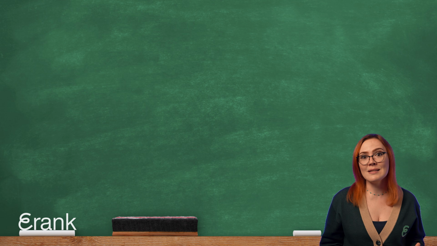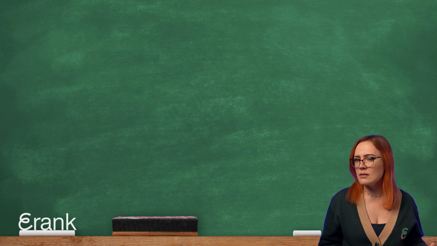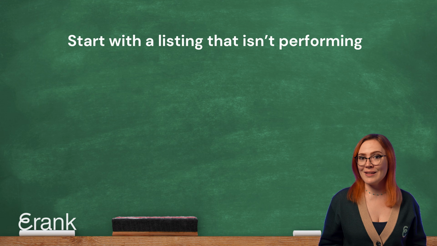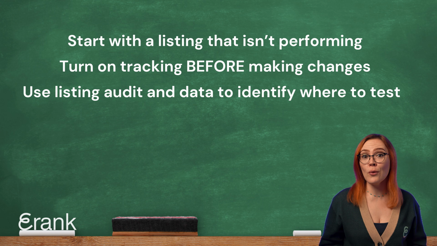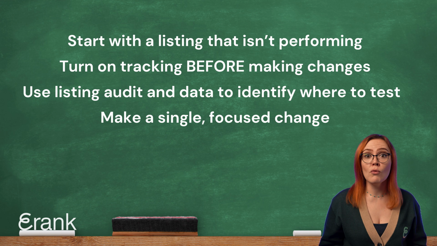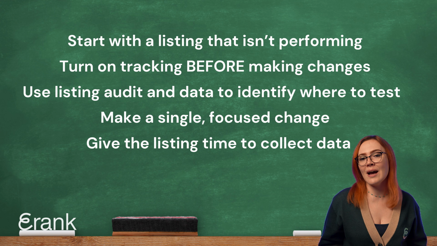These two tools become especially useful when used together for making quick improvements in your shop. The listing audit can help you identify potential areas of a listing that you may want to improve. And listing changes gives you a way to document those changes and monitor what happens afterwards. A simple workflow might look like this. Start with a listing that isn't performing as well as expected. Turn on tracking before making changes. Use the listing audit along with your keyword research and shop data to identify something worth testing. Make a single focused change rather than changing everything at once. Then give the listing time to collect data.